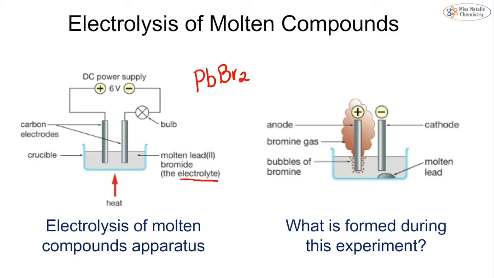The reason that the bulb is there is that the bulb will light, and that shows us that electricity is starting to flow. If the bulb is not lit, then the electricity is not flowing and the electrolysis will not be happening. So we just use the bulb as a way to make sure that this reaction is actually taking place. Then when we leave it to react, we start to see bubbles around the positive anode, and a gas being given off, and around the cathode, we start to see molten lead being formed at the bottom. So we are forming bromine gas and molten lead.